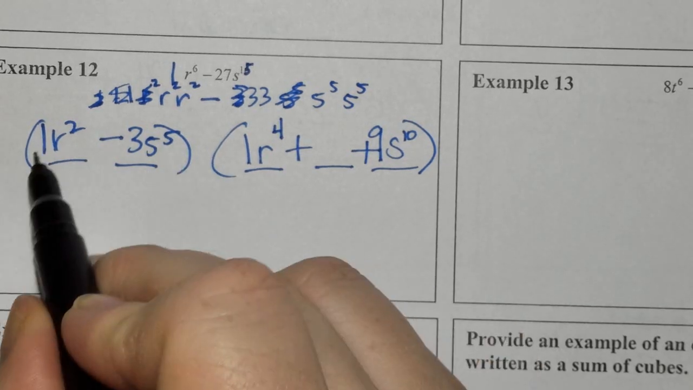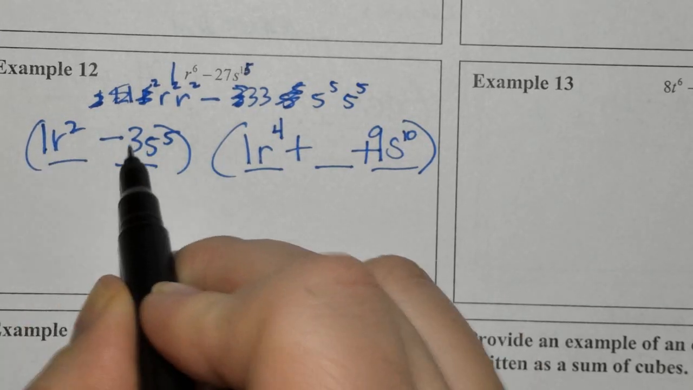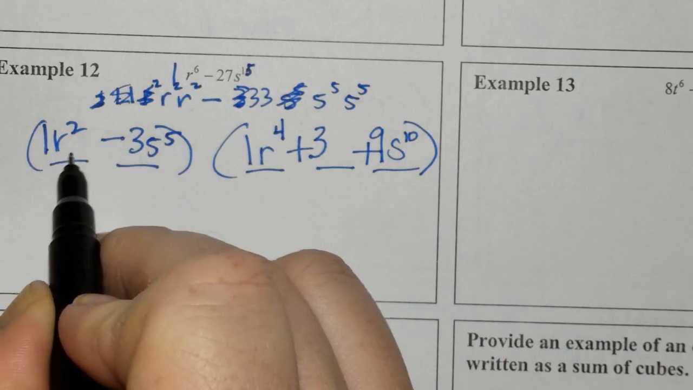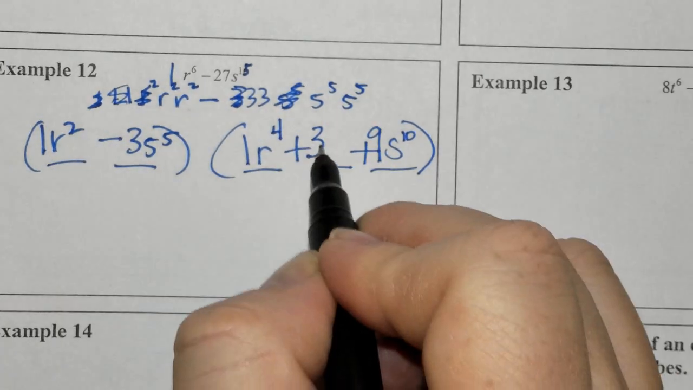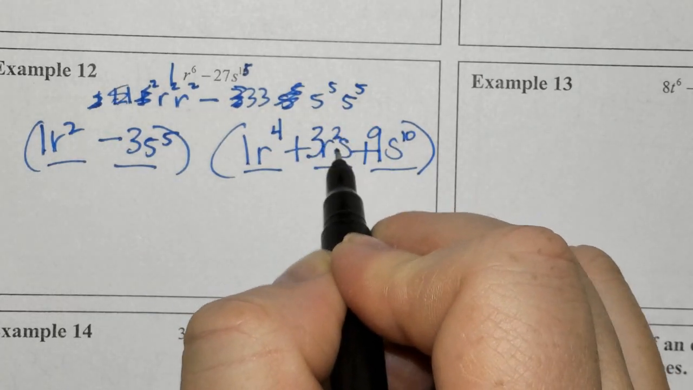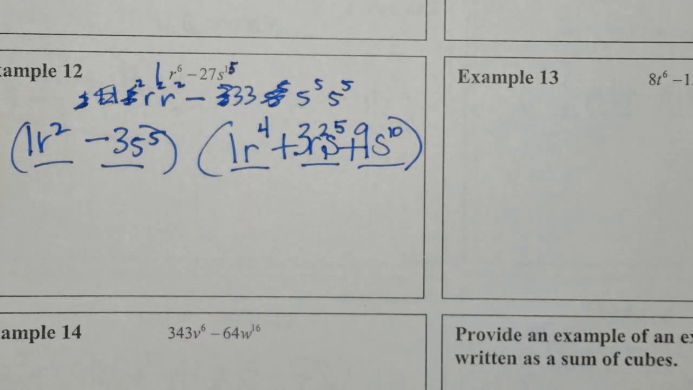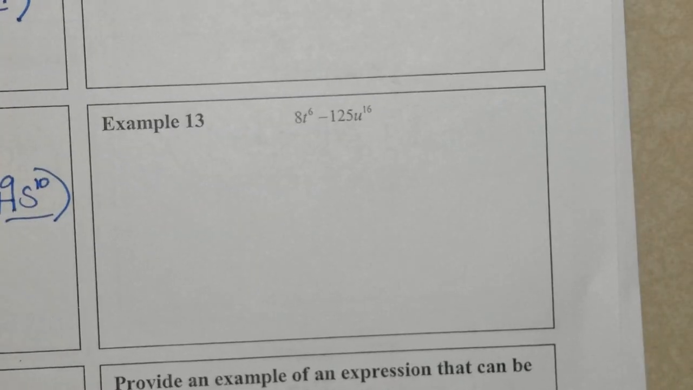The middle term is achieved by multiplying these two. 1 times 3 is 3. And I'm going to write them in alphabetical order. R squared, s to the 5th. Please make sure you have circles or stars next to every problem. Let's go on to example 13.